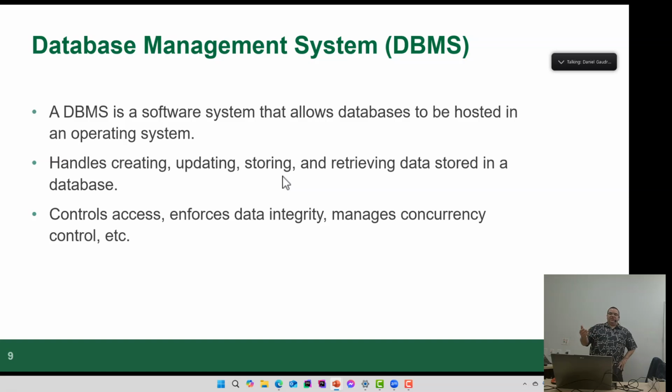A database management system is a piece of software, or a combination of pieces of software, that allows a database to be hosted on an operating system. Essentially it handles talking to the database. You have a piece of software running in the background that you can't actually see. It's what they call a service, and it runs in the background. That service interfaces between the applications, whatever you're using to talk to the database, and the actual database itself.